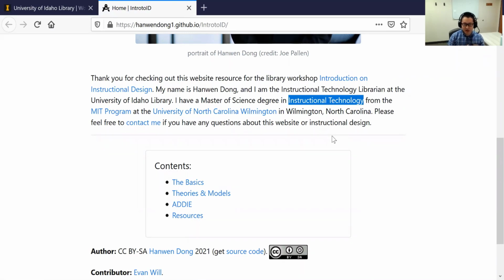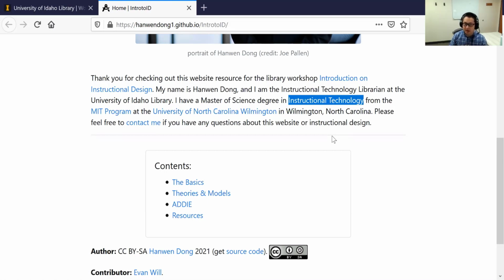Instructional technology is the same as instructional design. We tend to have a lot of different names for the instructional design field. You might see educational technology, instructional design, instructional technology. These terms are all used interchangeably, so a lot of times they can mean the same thing.